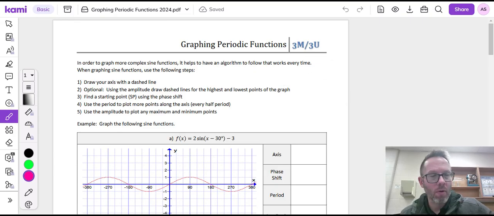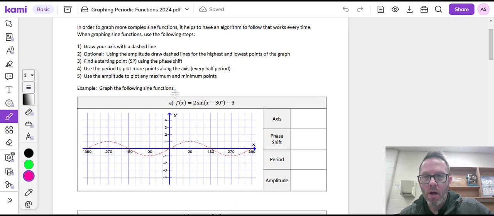For each one of these, we'll go through the algorithm. If you're watching from home, you'll be able to pause, try a sketch, and then check your answer afterwards, or pause, unpause, pause, unpause, whatever you'd like. All right, so let's walk through the algorithm with this first example here.